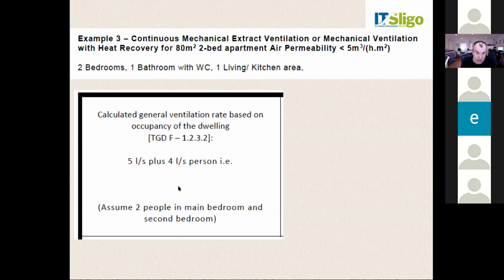Let's go back. Have you got your pen and paper to work out that sum and keep it to one side? 2 people in the main bedroom and 2 people in the second bedroom. So we have 4 liters per second multiplied by the number of people, 4, add on the 5, and we get 21 liters per second.